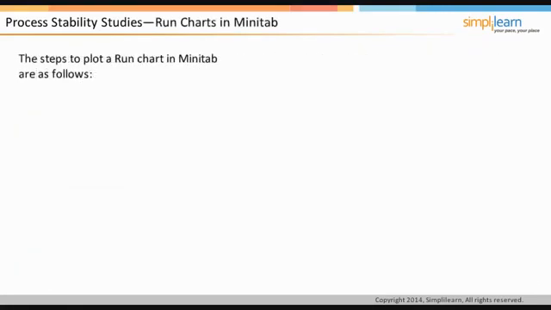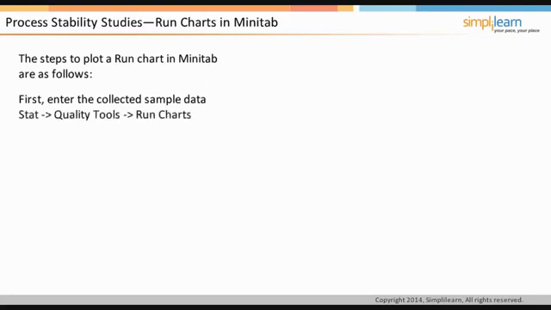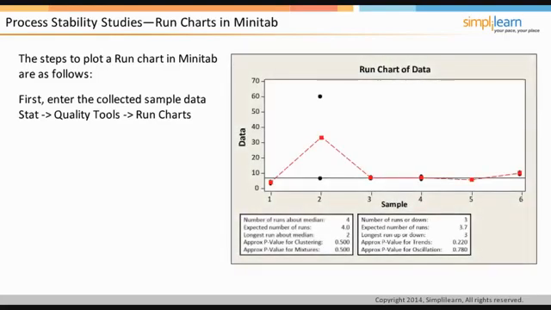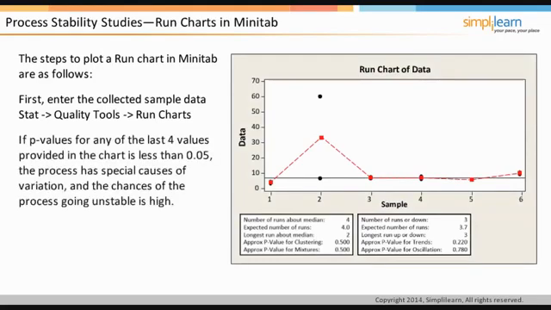To plot a run chart in Minitab, first enter the sample data collected to check for stability. Next, click Stat on the Minitab window, followed by Quality Tools. Next, click Run Charts. Select the column and choose the subgroup size as 2. Click OK. The graph shown on the screen is interpreted by looking at the last 4 values. If any of the p-values is less than 0.05, the presence of special causes of variation can be validated. This means there is a good chance that the process will become unstable. In the following screen, we will look at process stability studies, causes of variation.